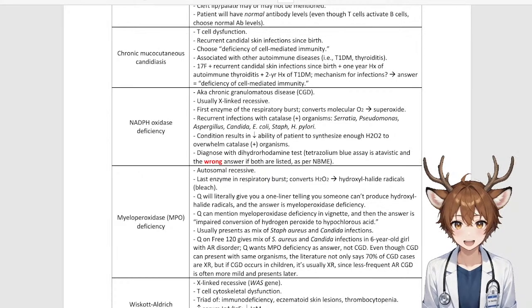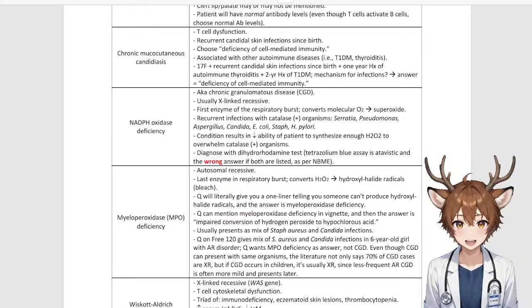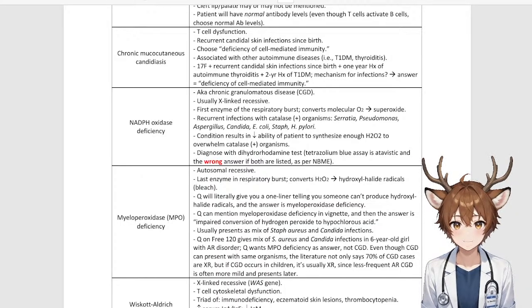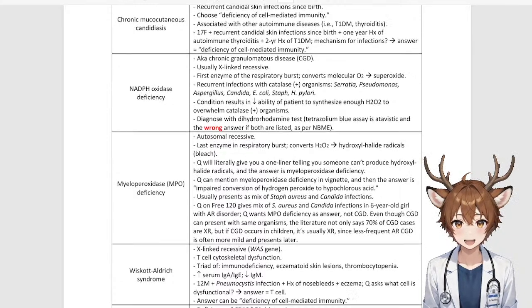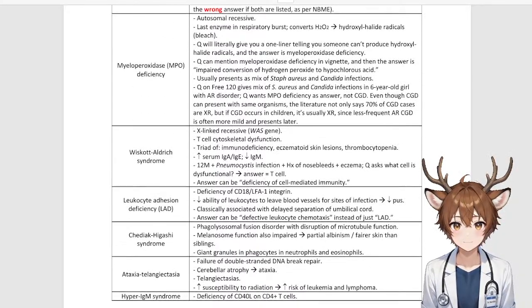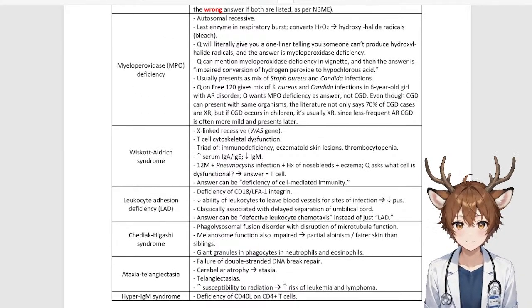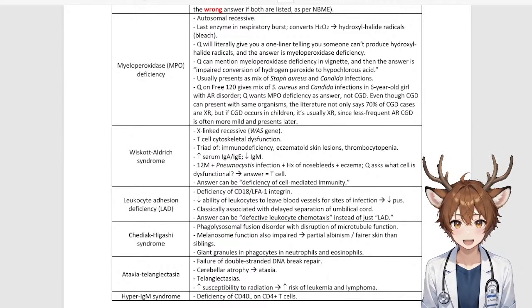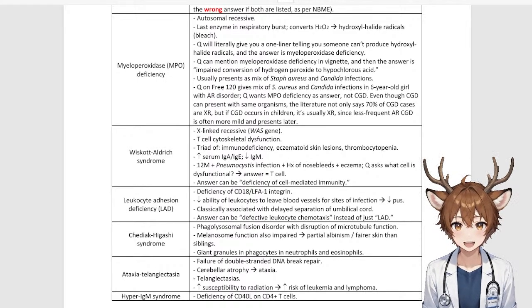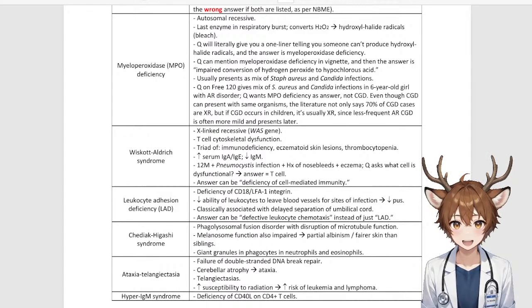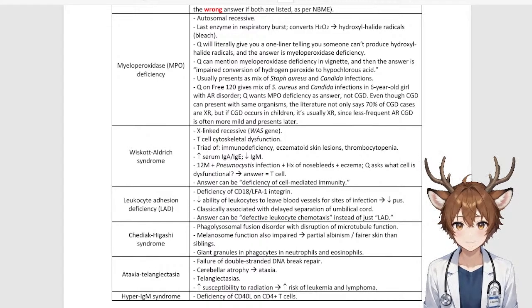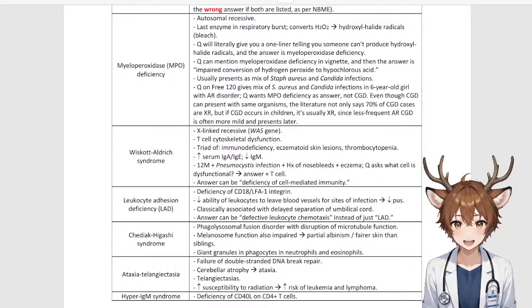And so you can get these organisms that have catalase, or catalase positive, like Serratia, Pseudomonas, Aspergillus, Candida, E. coli, Staph, and H. pylori, can run roughshod, basically, against you if they have the opportunity to. If you have CGD. And the thing is, you do form these granulomas where the body says, we can't kill these bacteria. We're going to create basically a walled off area, which is what a granuloma is going to be, this sort of containment zone to prevent the infection from getting any bigger.